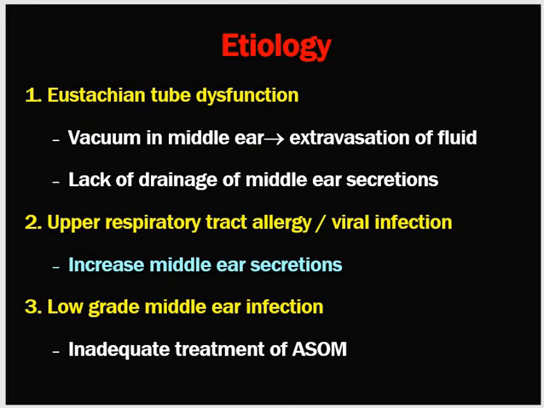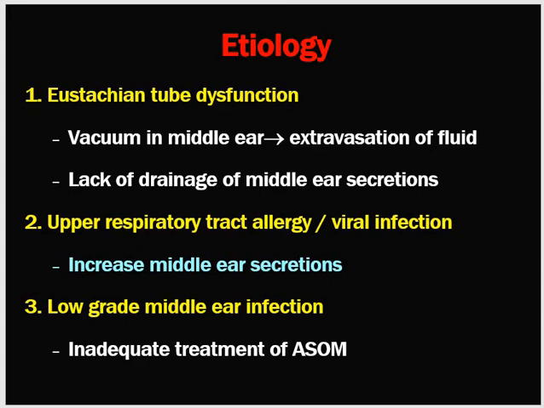The most common cause for OME is eustachian tube dysfunction. The children are prone to eustachian tube dysfunction because of adenoids or frequent URTI that leads to vacuum in the middle ear and extravasation of fluid in the middle ear, which leads to collection of fluid. Eustachian tube dysfunction also leads to lack of drainage of middle ear secretions, because the middle ear secretions come from the middle ear to the nasopharynx. So if there is eustachian tube block, then they cannot come down. That leads to accumulation of fluid that is called OME.